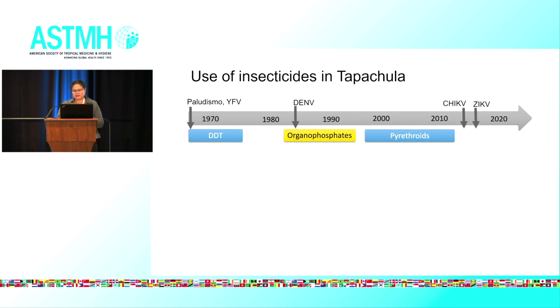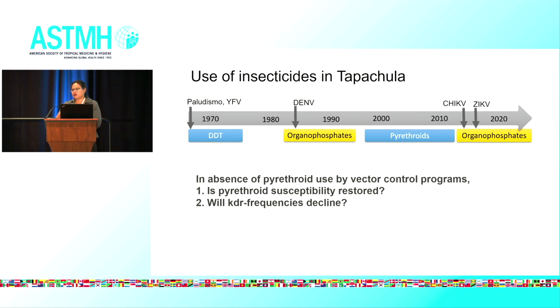Knowing this, the guidelines for insecticide use in Mexico switched, and organophosphates started to be used in 2012, when chikungunya and Zika got introduced in 2013. So our main question here is, we know that they switched from pyrethroids to organophosphates. So here we want to know, if they are not using pyrethroids anymore, is pyrethroid resistance going to decline over time? And will KDR frequencies also decline?